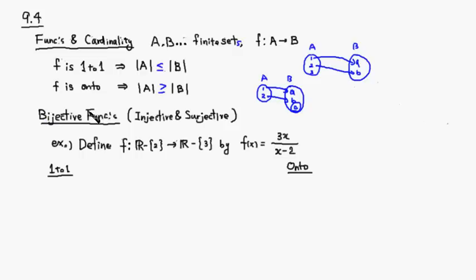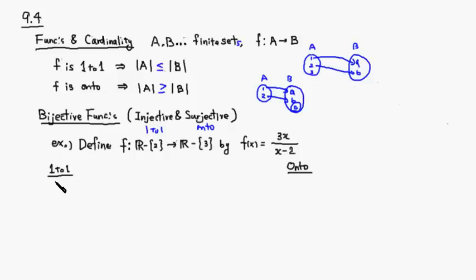The next topic is bijective functions. Bijective is a fancy word for both injective and surjective at the same time, so it's 1 to 1 and also onto. Here's an example. Let's say you have a function from all real numbers except 2 to all real numbers except 3, defined by 3x over x minus 2. Let's show that this function is 1 to 1.